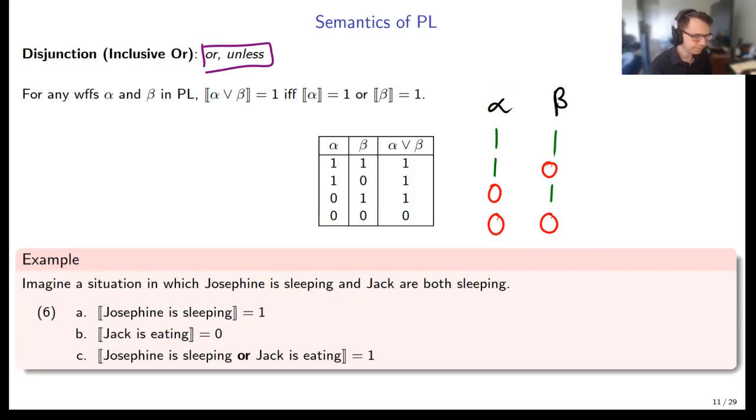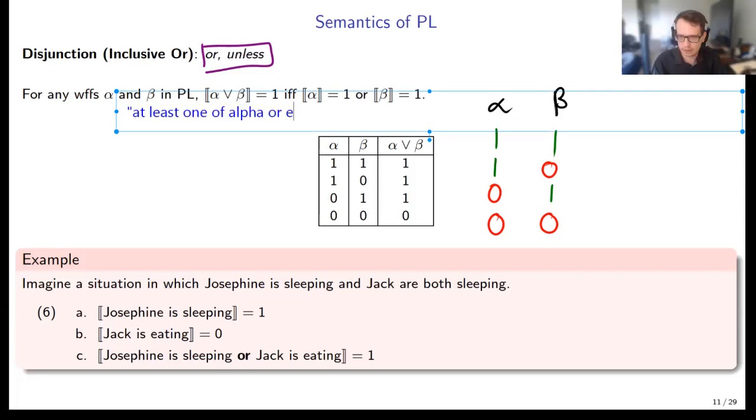Okay. So inclusive or. Inclusive or is true. So this requires 2 well-formed formulas again, alpha and beta. Inclusive or is true if either alpha or beta is true, or both of them are true. So one way I like to think about this at first is at least one of alpha or beta is true.